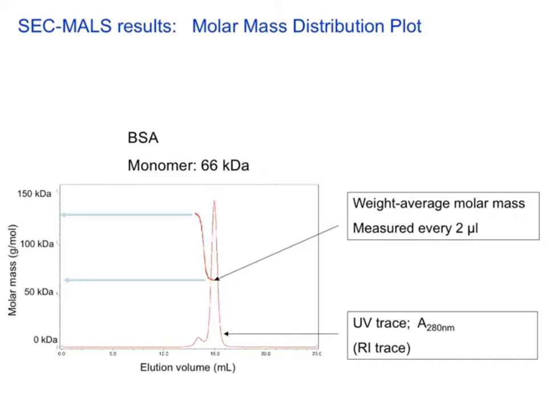For this particular sample, which is a BSA sample, the major mass corresponds to a molecular weight of 66 kilodaltons, in agreement with the monomeric form of the protein. The small peak that elutes ahead of the main mass contains molecules with molar mass of 135 kilodaltons, which corresponds to the dimeric form of BSA. And you will be seeing a lot of those molar mass distribution plots in my presentation.